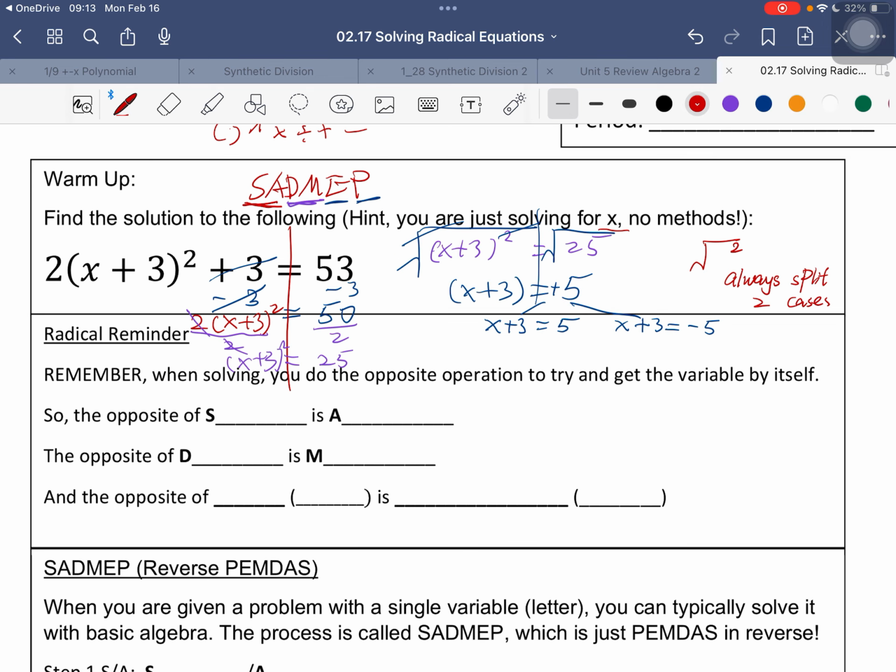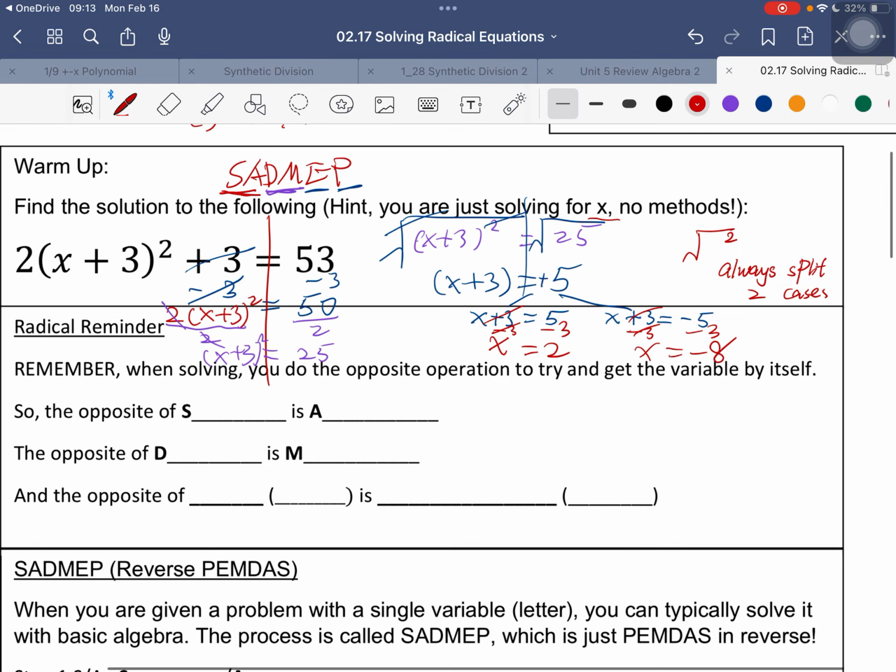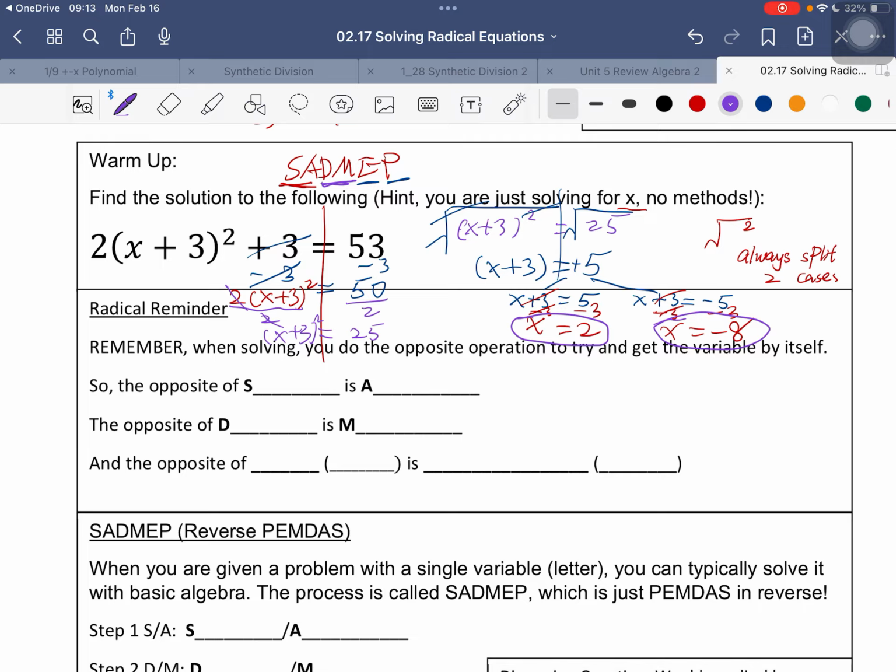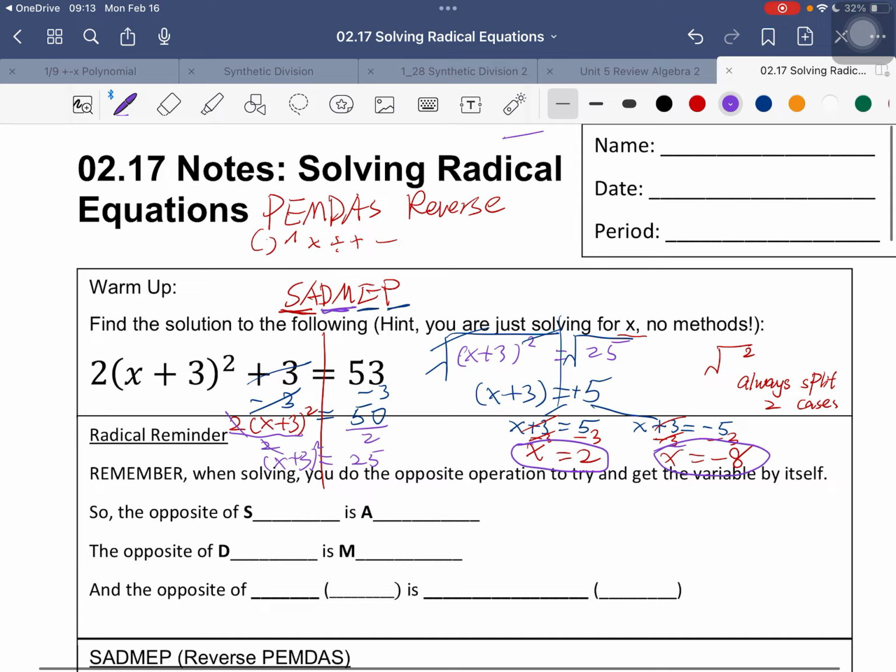Okay, then the first case, I subtract 3 again on both sides, x equals 2. And on the second case, subtract 3 again on both sides, x equals negative 8. Okay, now I got the two answers, x equals 2 and x equals negative 8. That's a review of how to solve for x using SAMDEP. And today we're going to solve radical or square root equations.